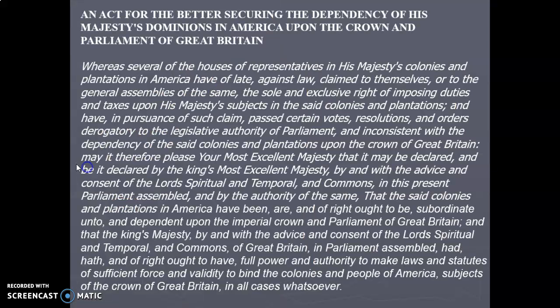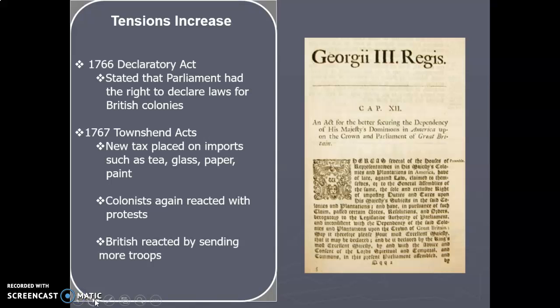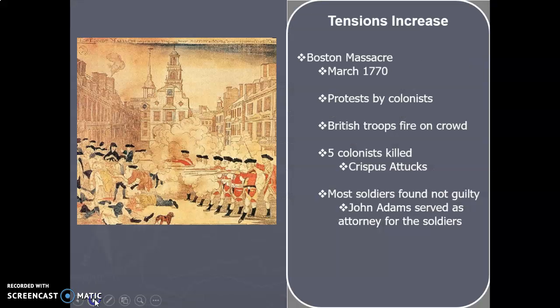So it's named after him, but the colonists did figure this out. And as you see, they reacted. They protested again, spinning bees and stuff like that. Well, the British sent more troops over. We don't have to go through that.